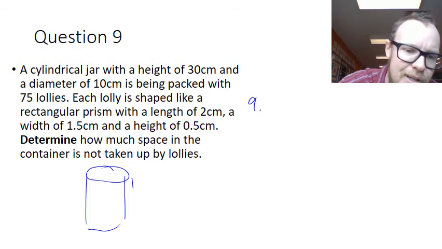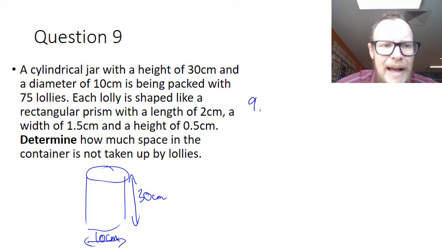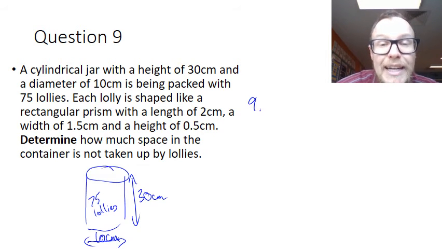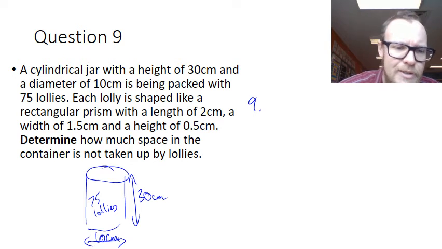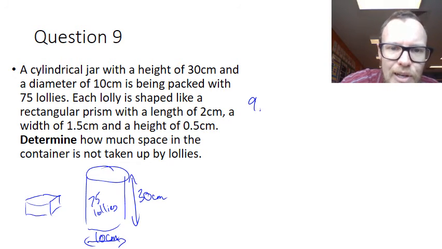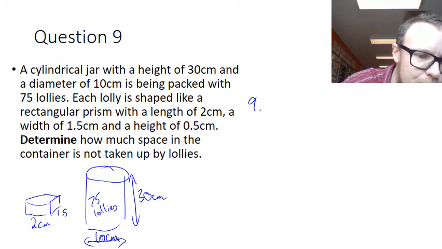A height of 30 centimetres, so labelling the values that we have here, and a diameter of 10 centimetres. So all the way along the bottom here is 10 centimetres. It's packed with 75 lollies. So there are 75 lollies inside here. Each lolly is shaped like a rectangular prism with a length of 2 centimetres. So if I can draw one of the individual lollies now, it's a rectangular prism with a length of 2 centimetres, a width of 1.5 centimetres and a height of 0.5 centimetres.